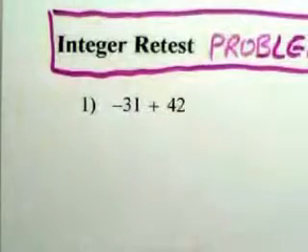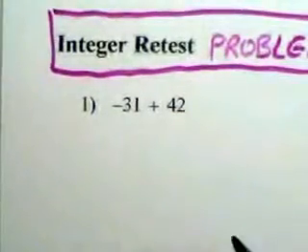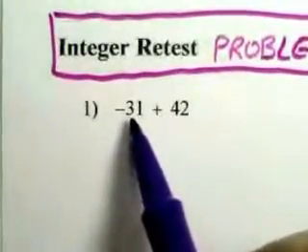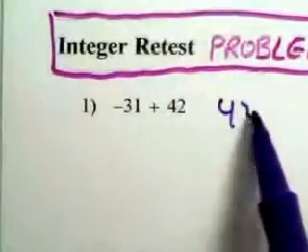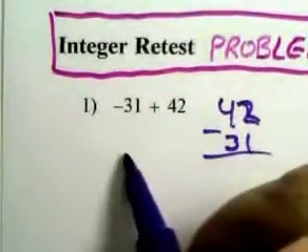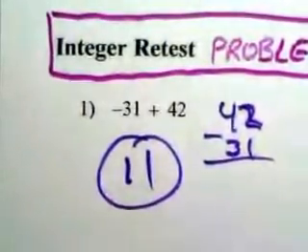Negative 31 plus, if you want to pause it, go ahead and do so now. All right, since they're different signs, I'll subtract. 42 take away 31, you know, if you did this, is 11, right? And there's more positive, so it's positive 11.